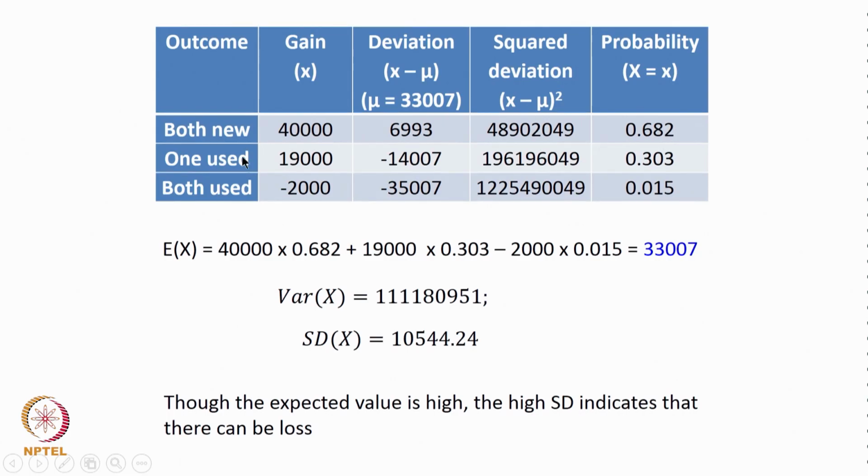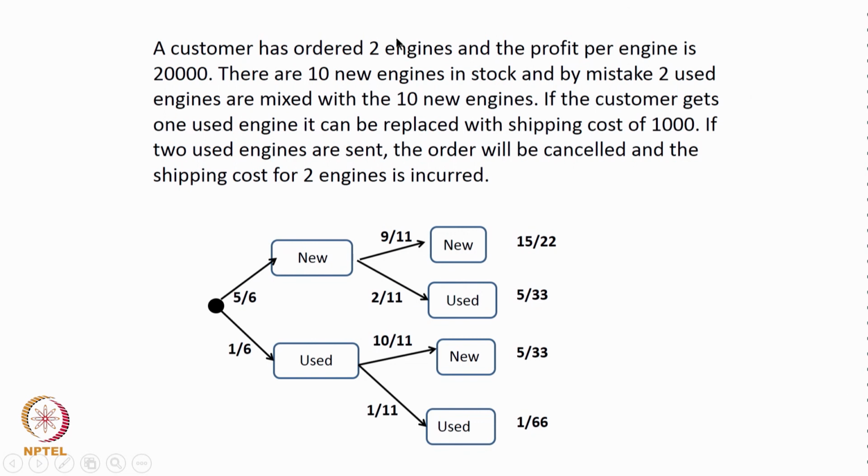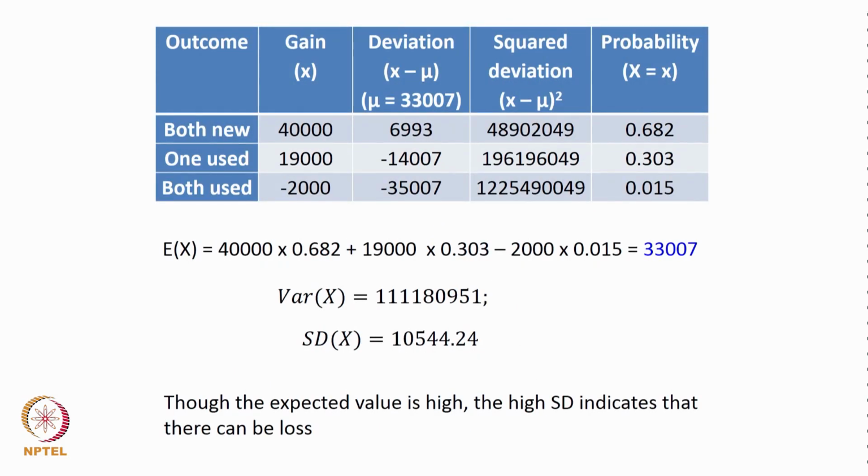If one engine is a used engine and one is a new engine, the gain is 20,000, but the other one has to be taken back and a shipping cost of 1000 is incurred. So, the actual gain is 19,000, and that happens with the probability of 1 new 1 used, which is 5 by 33, plus 1 used 1 new, which is 5 by 33. So, it is 10 by 33, which is about 0.303. And if both happen to be used, then both have to be recalled, so the gain is 0, and then there is a 2000 shipping cost.